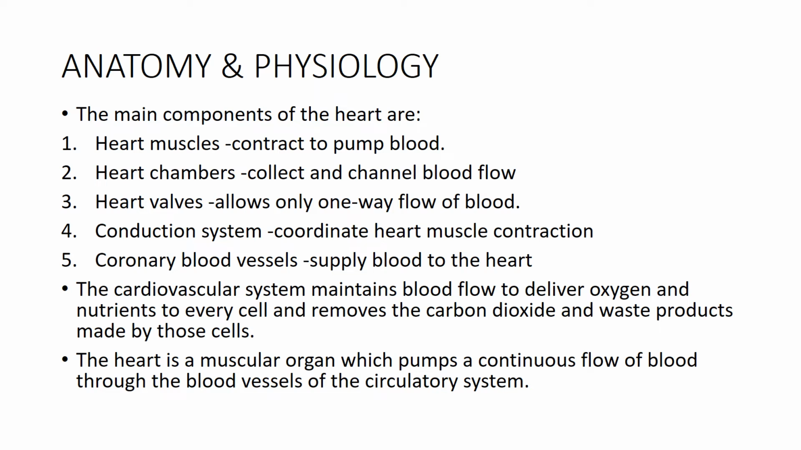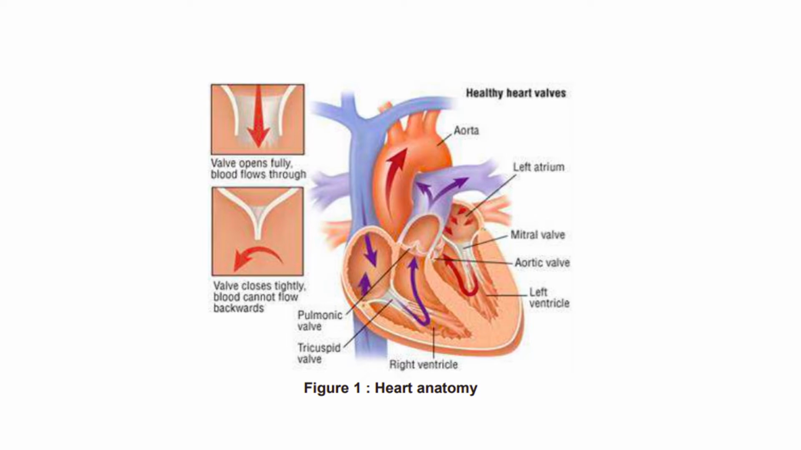So the cardiovascular system maintains blood flow to deliver oxygen and nutrients to every cell and remove the carbon dioxide and waste product made by those cells. The heart is a muscular organ which pumps a continuous flow of blood through the blood vessels of the circulatory system.